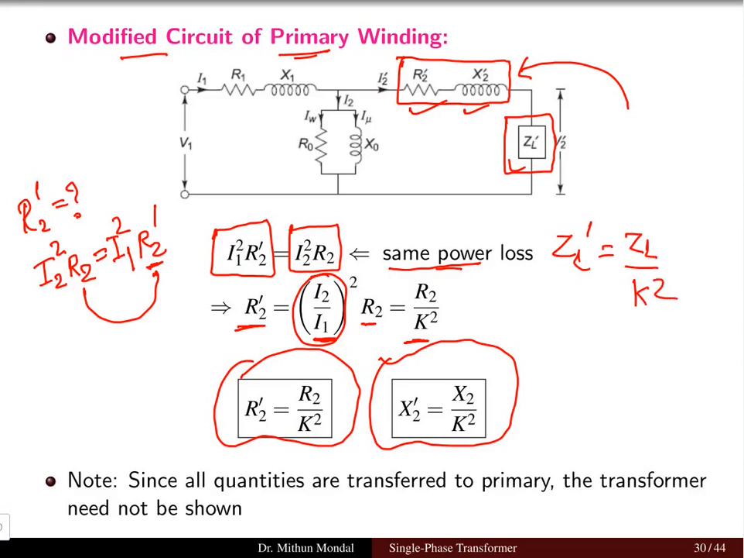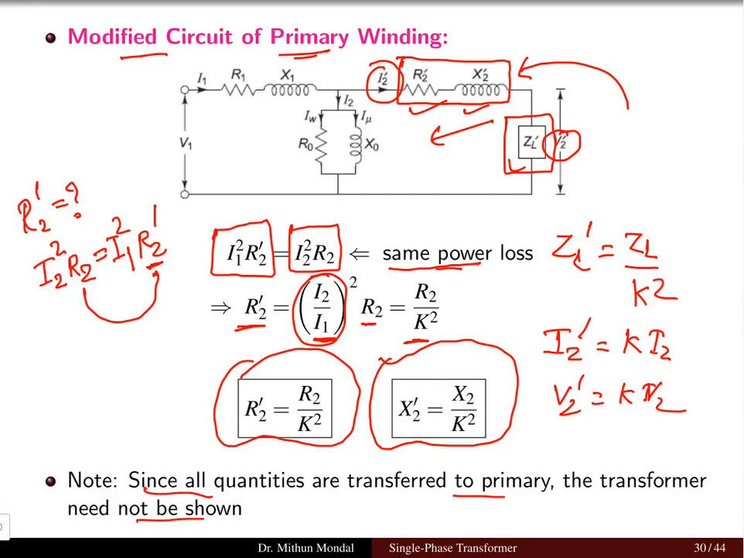The current I2 dash and the voltage V2 dash are also referred from the secondary side to the primary side. So we know that I2 dash is equal to K times I2, and hence we can say that V2 dash is also equal to K times V2. So these are the referred quantities from the secondary side to the primary side. We are finding out what the voltage and the current are when the secondary quantities are referred to the primary side. And since all quantities are referred to the primary side, the transformer need not be shown.